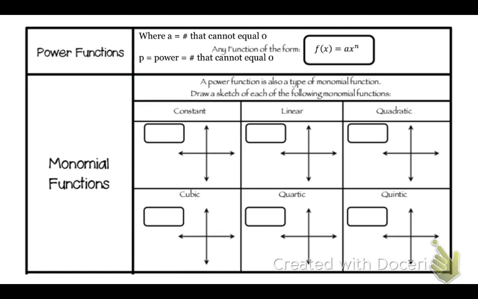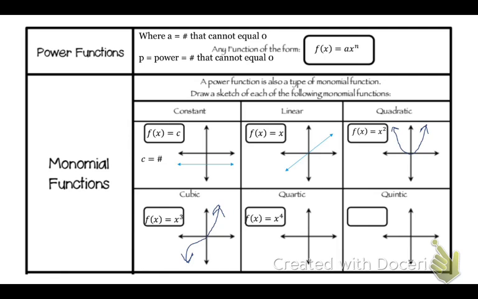Okay. So, a constant, that's f of x equals c, where c is a number, and that is just a line. Linear, that's f of x equals x, and it's a diagonal line that just goes straight through the center. Quadratic, that's f of x equals x squared, so that's that U-shaped graph that we've worked with. Cubic is f of x equals x cubed, and that starts low and ends high.